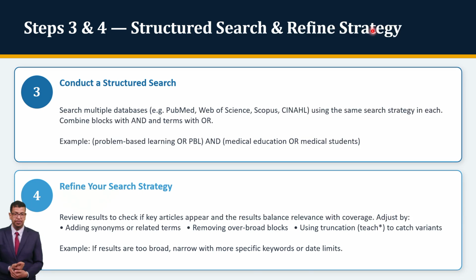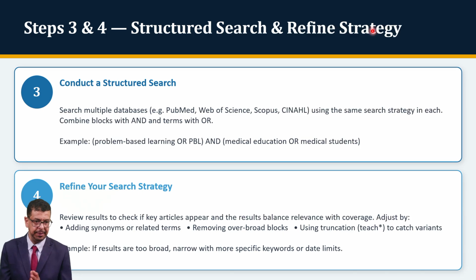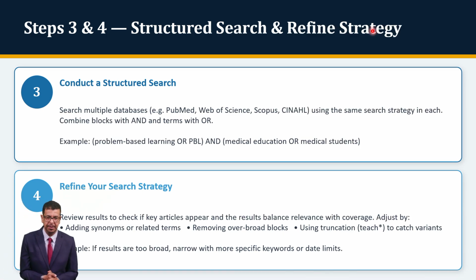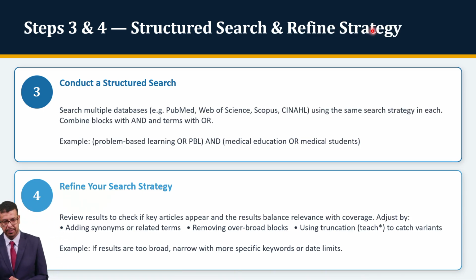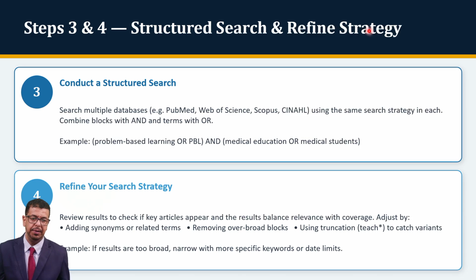Step 3, conduct the search. Use databases, a minimum of 3 databases, could be Web of Science, Scopus, maybe CINAHL, PubMed, but PubMed should be one of these. And we have to use the Boolean operators such as AND and OR, and this is very important. We'll have another video about doing searches in the database.